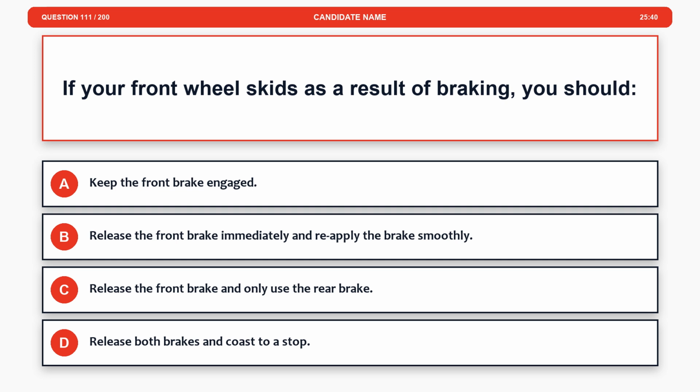Question 111. If your front wheel skids as a result of braking, you should: Option A, keep the front brake engaged. Option B, release the front brake immediately and reapply the brake smoothly. Option C, release the front brake and only use the rear brake. Option D, release both brakes and coast to a stop.